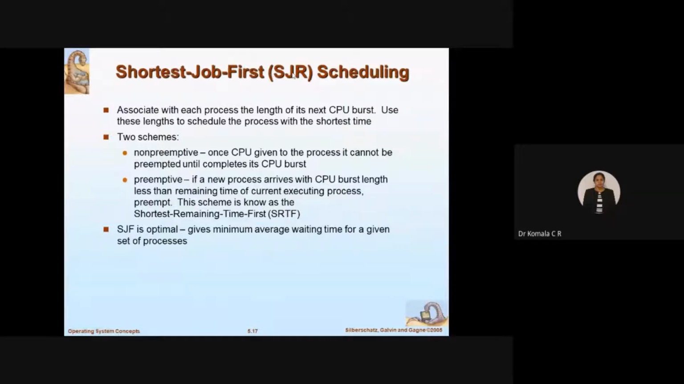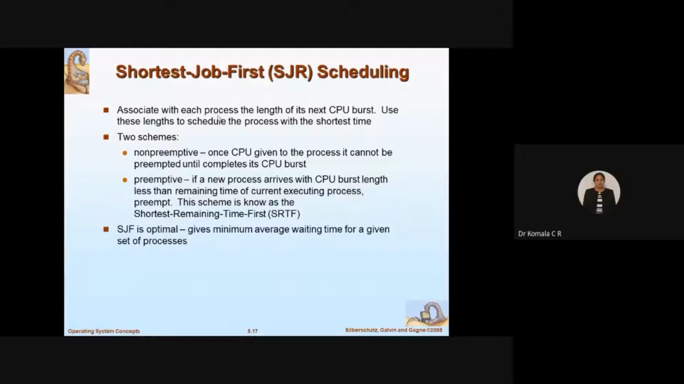SJF scheduling. Here SJF, or you can also call it SRTF, where R is nothing but shortest remaining time first. That we will explain in detail. So let us see what is shortest job first. How will we find out that the given job is shortest?